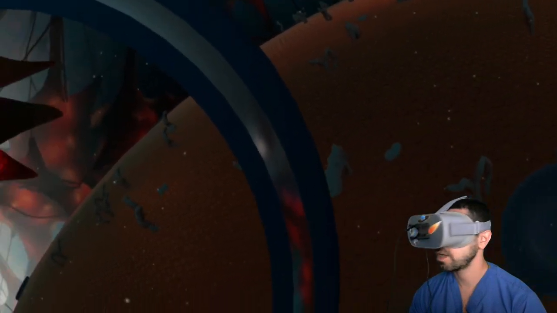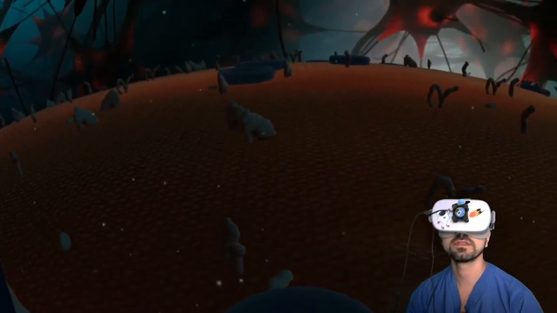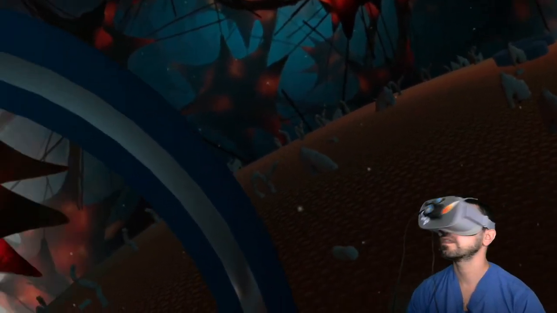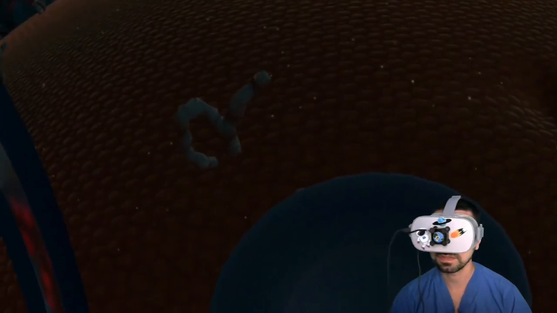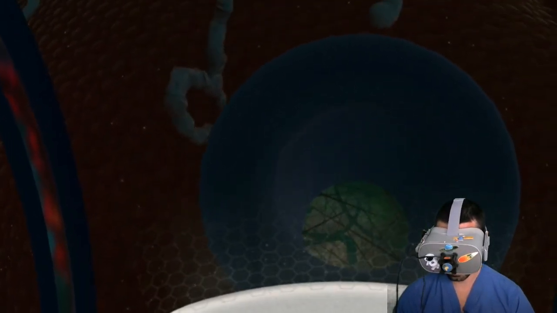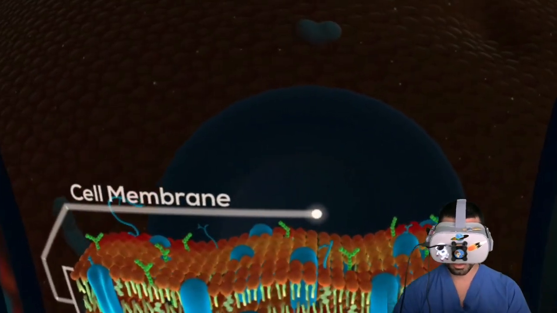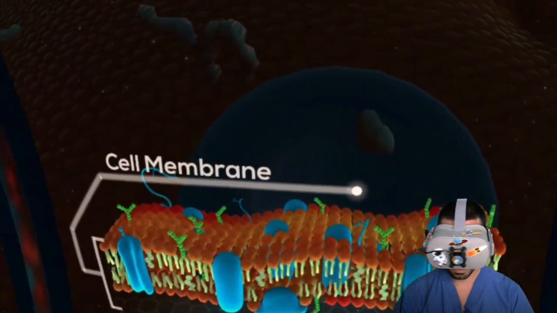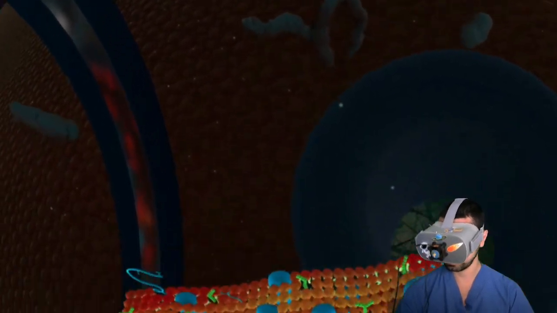Oh my god, look how big this thing is. This is a macrophage. We are outside a macrophage at this point. We're looking at the surface of the macrophage. You can see the structure of the cell membrane over there. This is the cell membrane. You can see the channels, you can see the cell receptors, and you can see the bilayer, or the two layers, of the cell membrane.